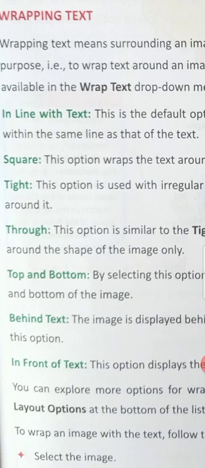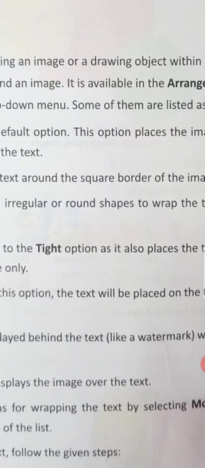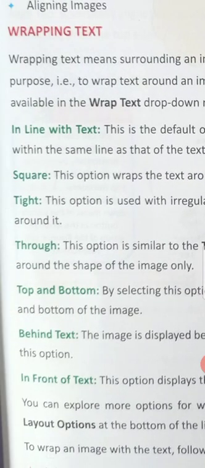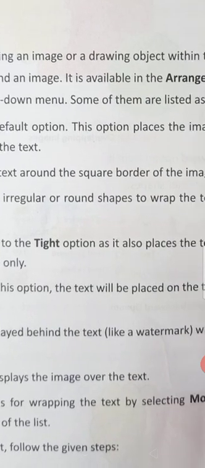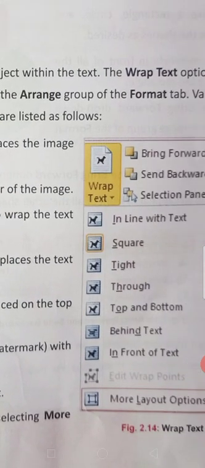Through: this option is similar to the Tight option as it also places the text around the shape of the image only. Behind Text: the photo will come after the text, in the behind. In Front of Text: the photo will come on the upper side of the text like this. In Line, Square, Tight, Through, Top and Bottom, Behind, In Front.